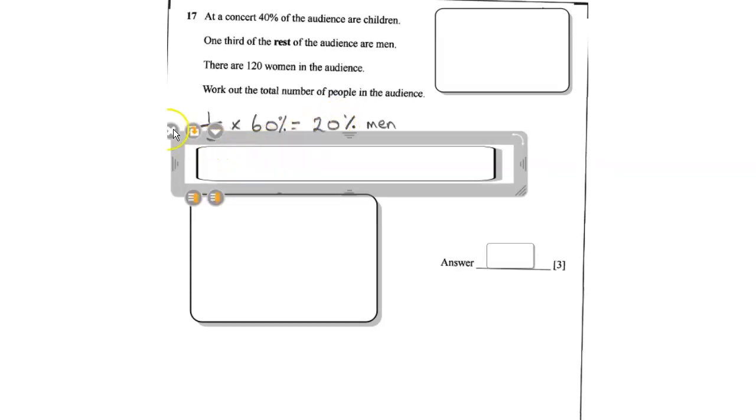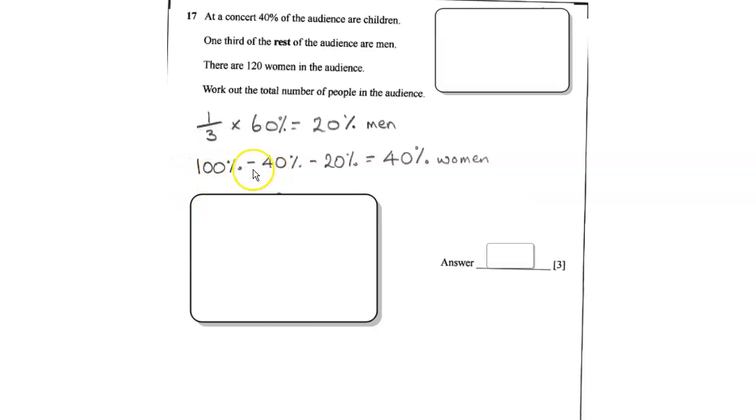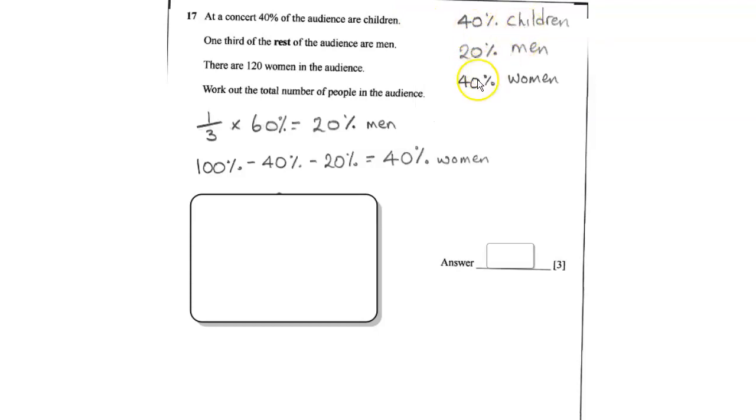So 20% are men. If 40% are children and 20% are men, we can take that away from 100% and find that 40% are women. So there we've got a list of what you should have: 40% are children, 20% are men, and 40% are women.